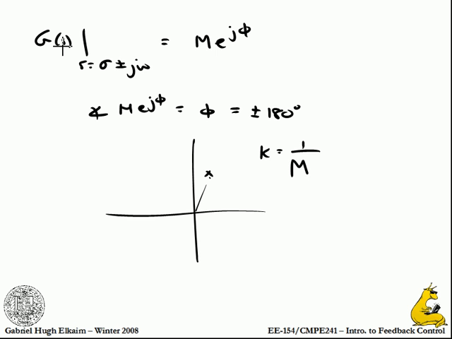How do I get exactly on that point? Pick K so it's 1 over M, and I'm at that point. But anywhere the phase is 180, I'm potentially on the root locus, and it's just choosing the right gain to put me on that point. So all I've got to do is find the branches of G of S in the S plane, as a function of this complex S that's going around, such that the phase is 180. This is how I'm going to do it.